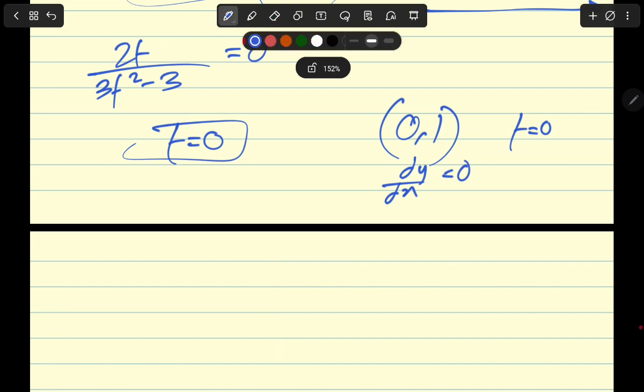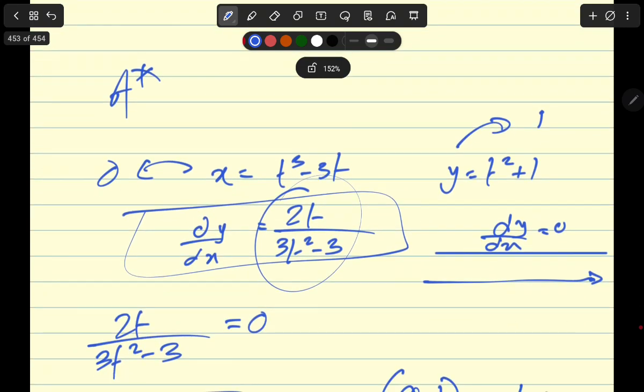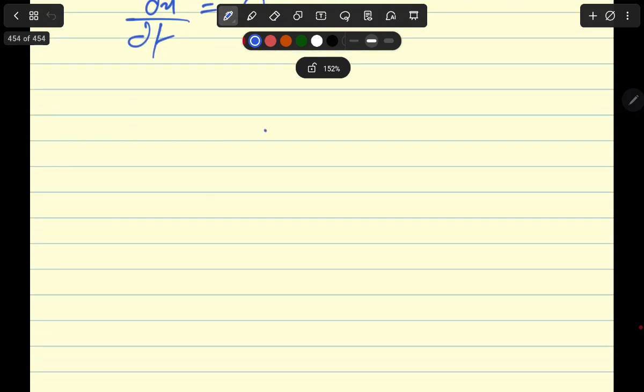If the tangent is parallel to the y-axis, it means what? That your gradient is undefined, or the denominator is 0. The tangent is vertical. When is a fraction undefined? It is when the denominator is 0. Therefore, dx by dt, the denominator, is going to be equal to 0. So we are going to equate it to 0: 3t squared minus 3 is equal to 0. So this occurs at t equals plus and minus 1, right?